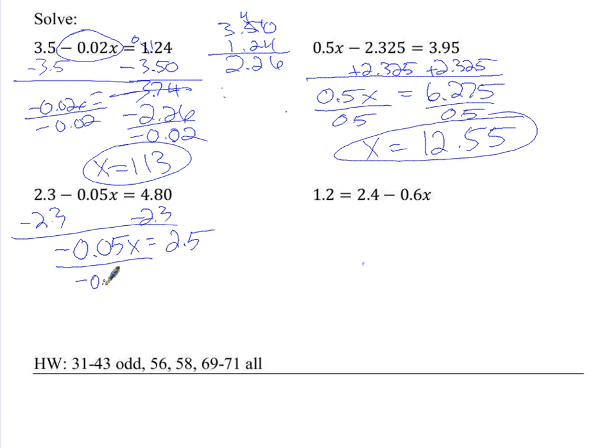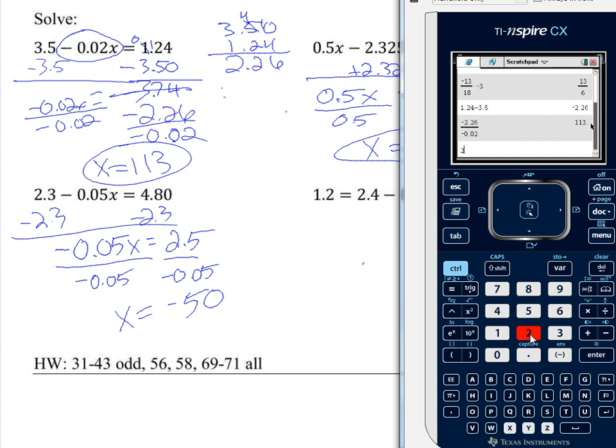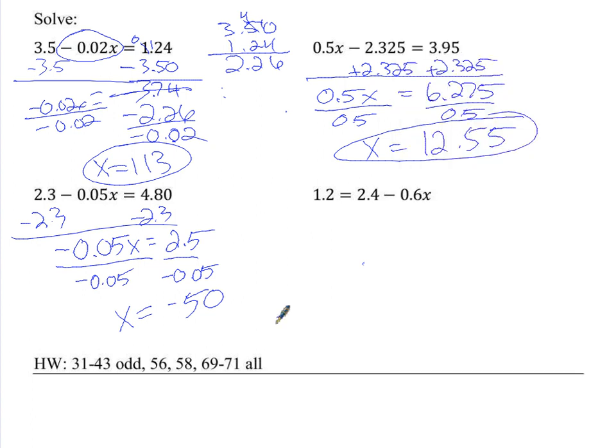Now what? Divide by negative 0.05. Watch those negative signs. And we get x equals what? Negative 500? Negative 50. Okay? It is negative, and it is 50, apparently. Although I don't really believe that. We better check this. 2.5 divided by negative 0.05, enter. It's negative 50.